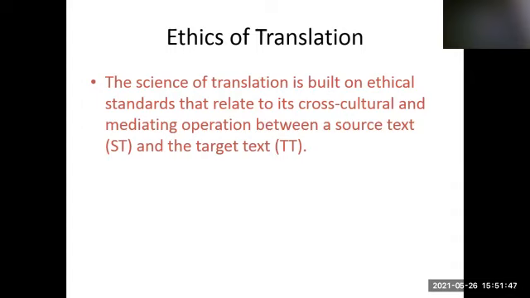Because you want to transform the source text, this is the original text you are translating, into the target text. For example, from English, that would be the source text, and abbreviation of this is ST. You're moving that into Arabic, and this is what we call target text. You are targeting the Arabic. So you have to be very careful about the culture and the mediating operation.